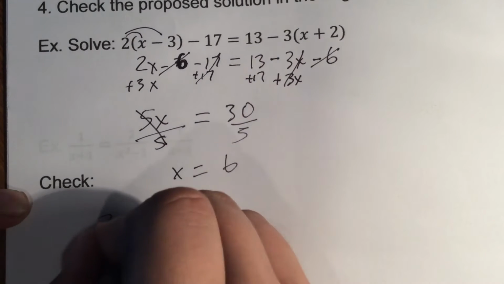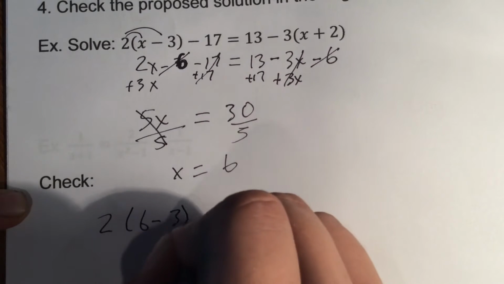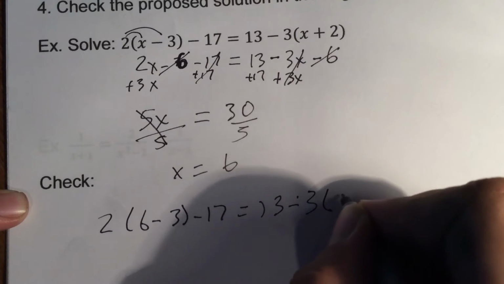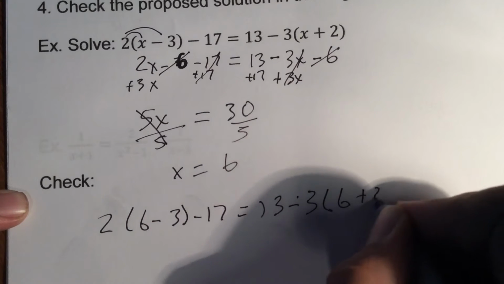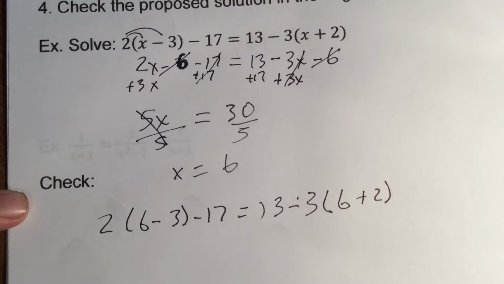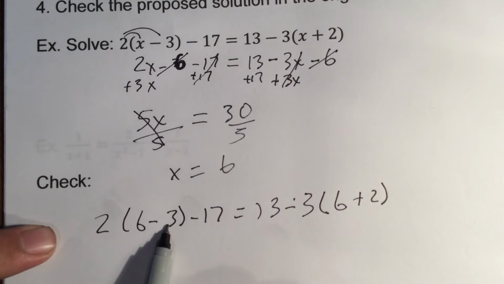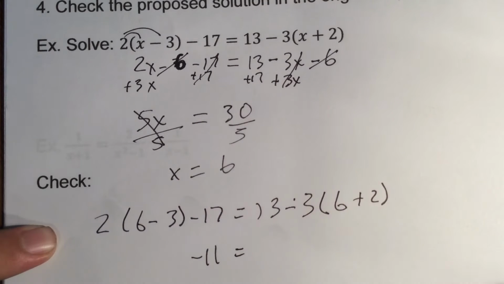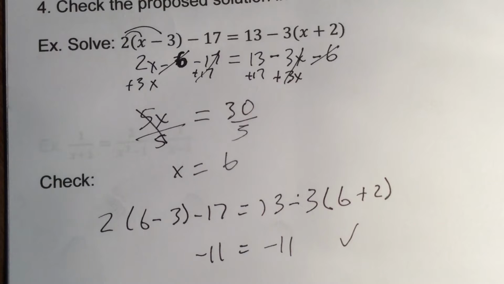Now to check it. What you do is you put that answer back in for the variable x, what we solved for, and then see if we are equal on both sides. So here, 6 minus 3 would be 3, times 2 would be 6, 6 minus 17 would give us a negative 11. The other side here, 6 and 2 would be 8, 3 times 8 is 24, 13 minus 24 would be a negative 11. So it works, so we're good.